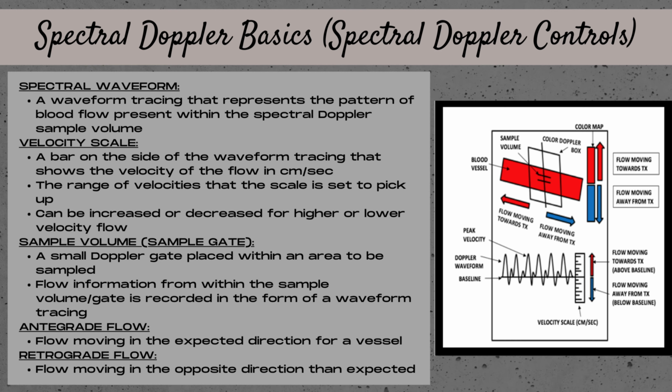There's also a sample volume or sample gate, and this is a small Doppler gate placed within an area to be sampled, and flow information from within the sample volume or gate is recorded in the form of a waveform tracing. Now, it's also crucial to define anterograde flow and retrograde flow. Anterograde flow is flow moving in the expected direction for a vessel, and retrograde flow is flow that's moving in the opposite direction than is expected for that vessel. Note that these are not necessarily tied to positive or negative Doppler shifts.